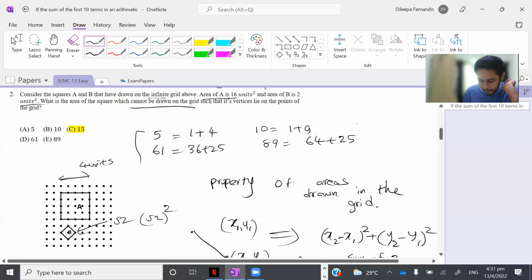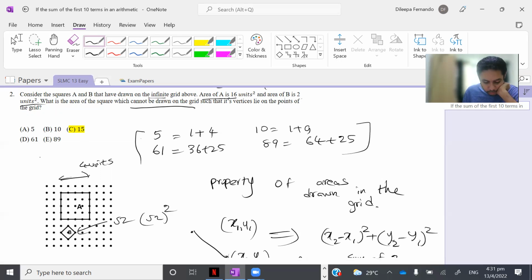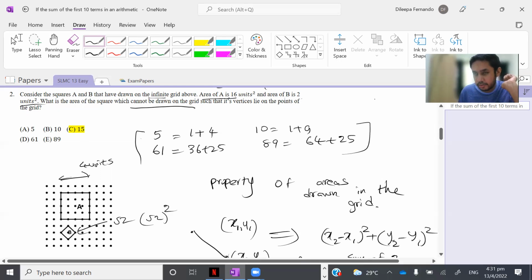So you can see all of A, B, D, E can be drawn as perfect squares, but C cannot be. So you don't even have to check the numbers for 15, but if you really need to, the perfect squares less than 15 are 1, 4, 9.